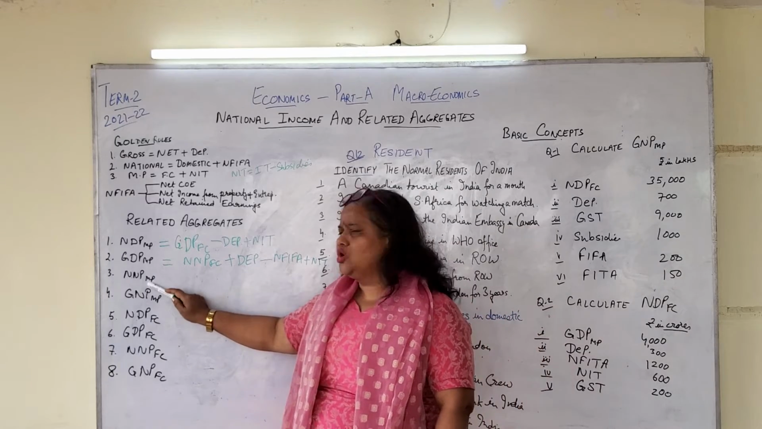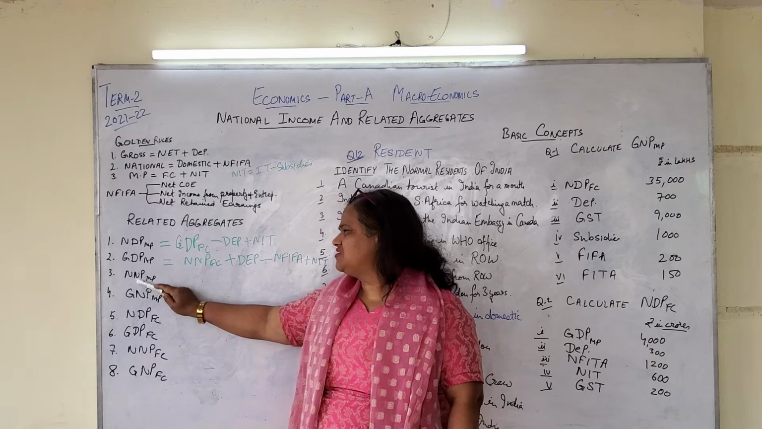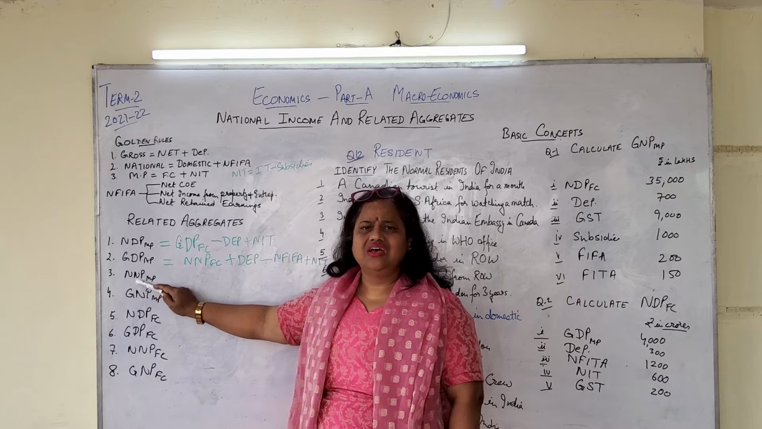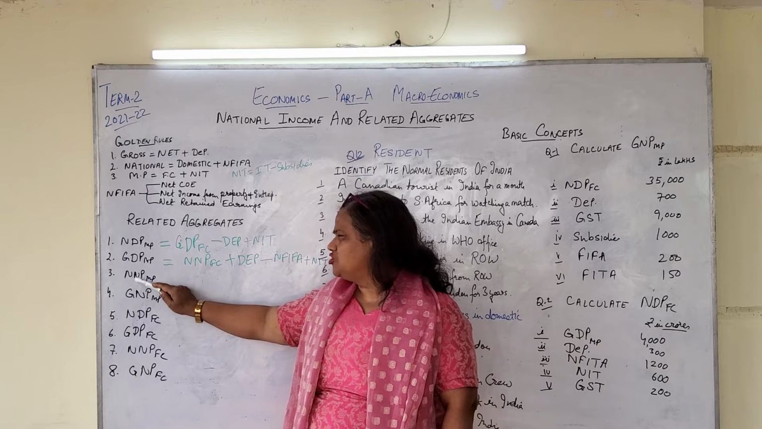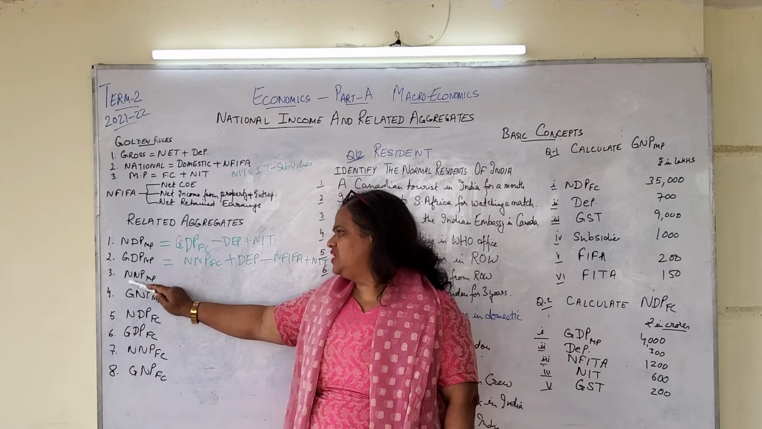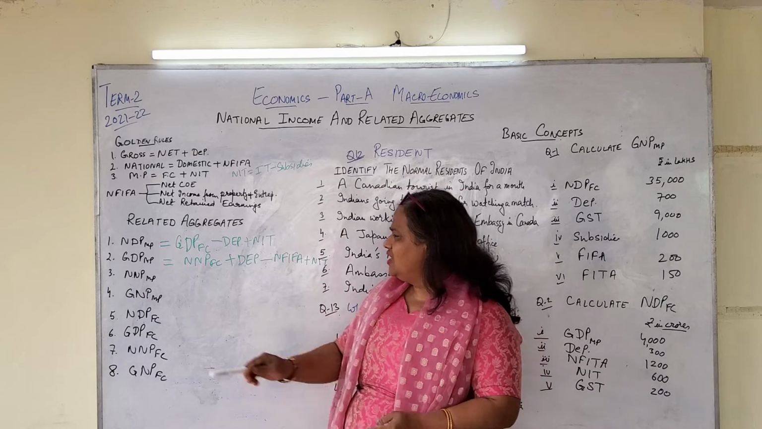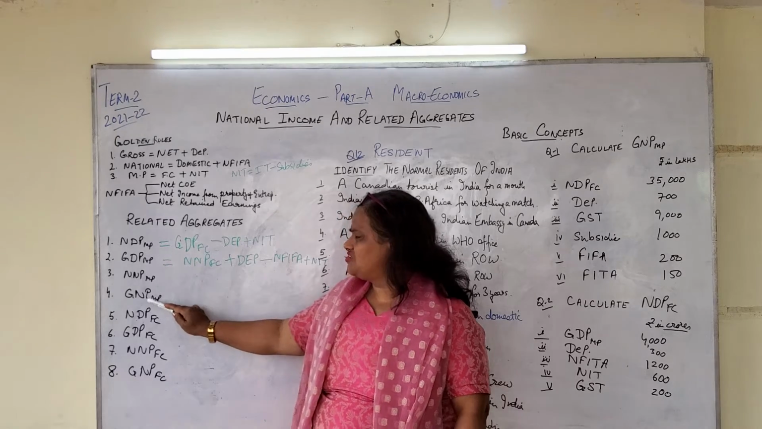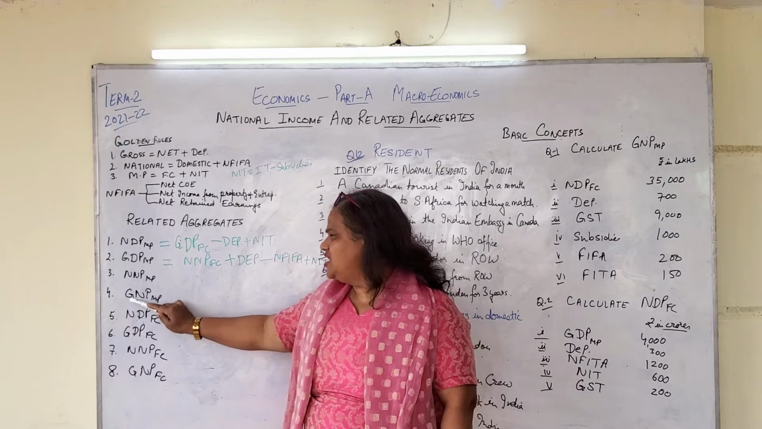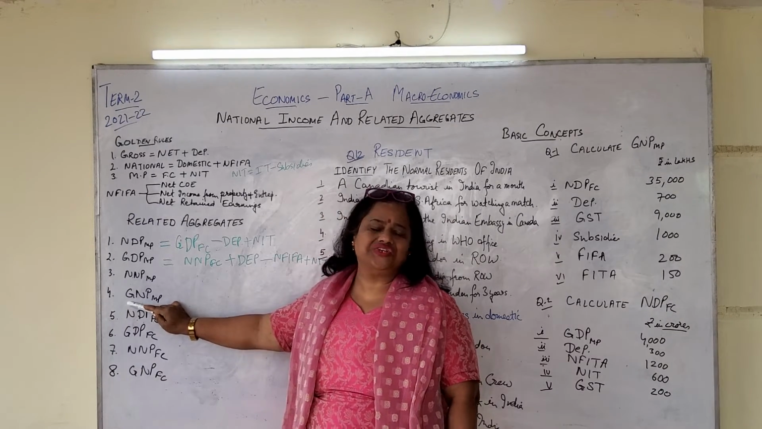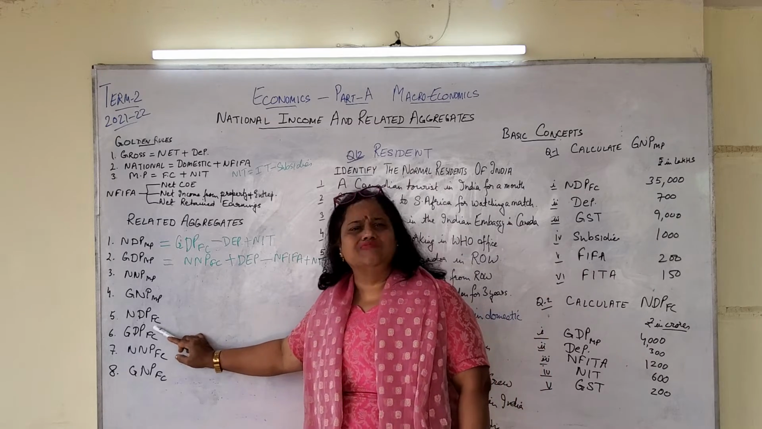Let's see one more. National, this N means residents; resident is a national concept. So it is the money value of all goods and services produced by the residents of a country, exclusive of depreciation. And here it is the money value of all goods and services produced by the residents, inclusive of depreciation, in an accounting year. Now FC means factor income generated.